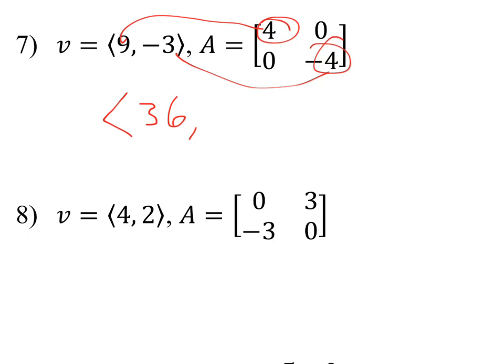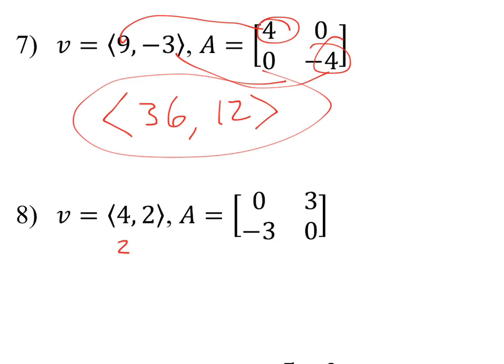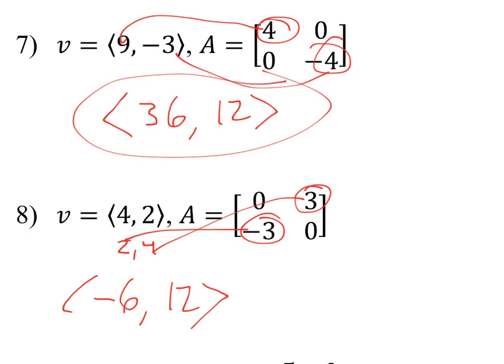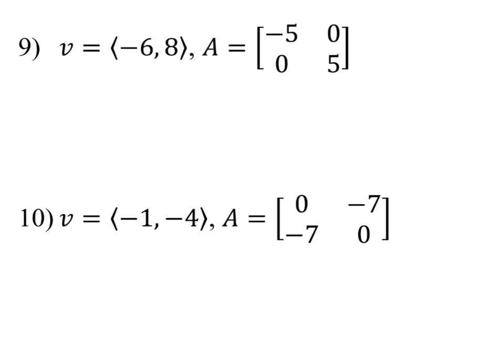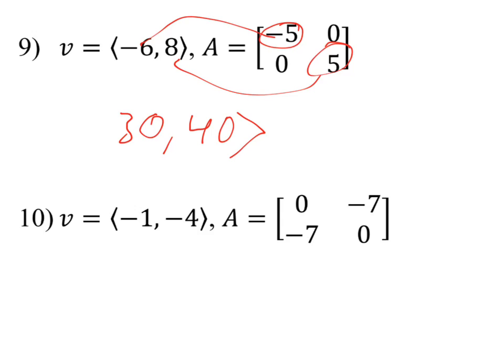And then negative 3 times negative 4 gives me positive 12, and that's the vector. On 8, again, we need to switch the order, so that's going to be 2, 4, and we're going to take this times that guy there, take this one times the other one. You're going to get negative 6 and positive 12 for your result there. On 9, we have numbers down the main diagonal, so we're going to keep the order the same. First one times the first component, second one times the second component. We're going to get positive 30 and then positive 40.